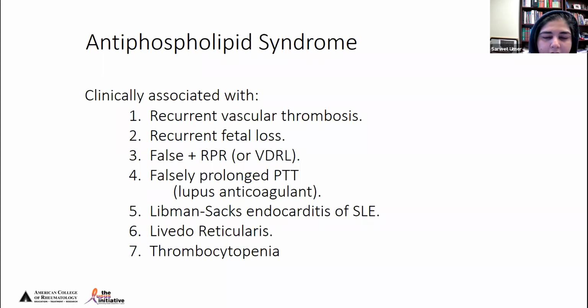They can also have Libman-Sacks endocarditis, which are sterile vegetations that can present on the mitral or aortic valve in lupus. If they have phospholipid antibody positivity, they can have livedo reticularis, which is more of a lacy pattern on the skin. They can also have thrombocytopenia. Thrombocytopenia related to phospholipid antibody is a modest kind of thrombocytopenia. It usually stays between 60 to 100,000, and that happens because of the direct interaction of the phospholipid antibodies with the platelets.